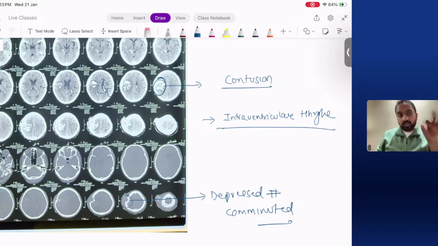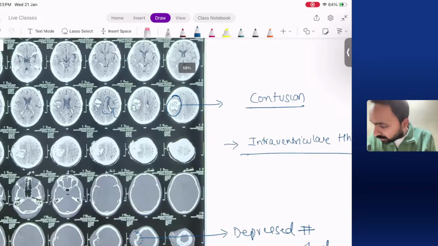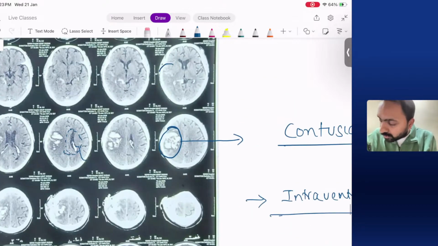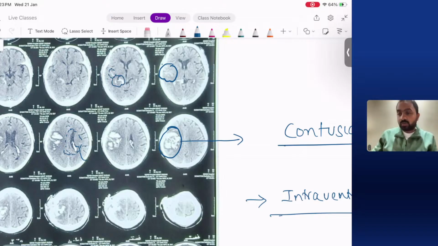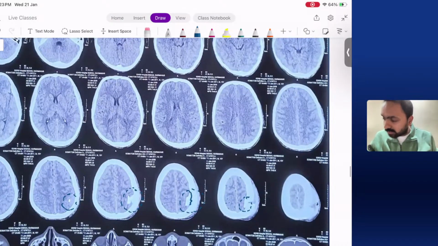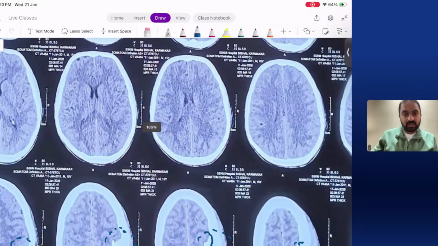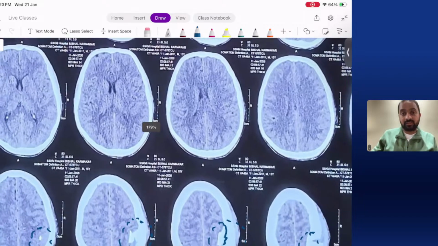Right. Now, again, another finding that I want you all to see over here is, again, the hyperdensities in your sulci and gyri, right? Basically your subarachnoid spaces, the small spaces between your sulci and gyri, which are filled with blood. Now, in order to appreciate it, you can see over here there were no such hyperdensities in your subarachnoid spaces. You can see those are quite clear, right?